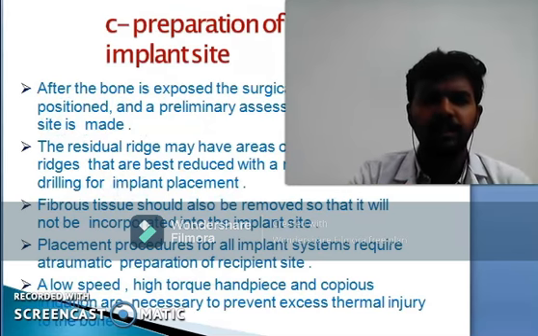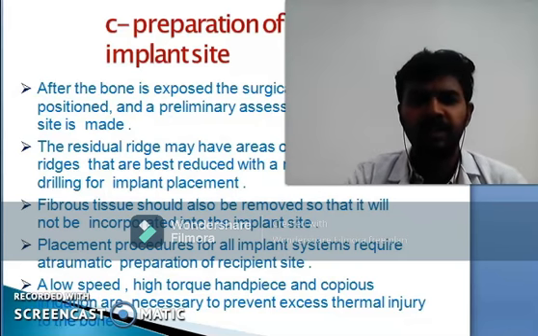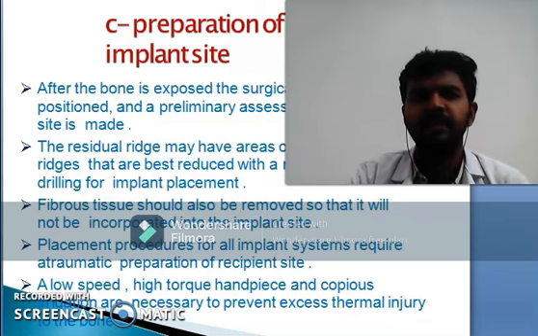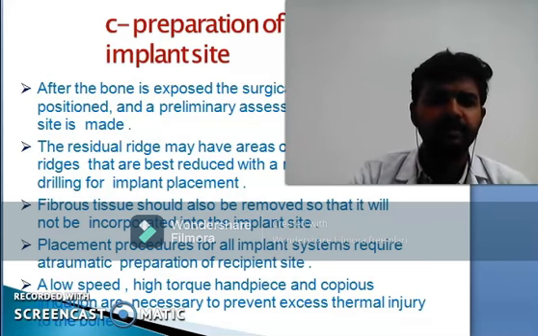Preparation of the implant site. After the bone is exposed, the surgical guide template is positioned and a preliminary assessment of the implant site is made. The residual ridge may have areas of unevenness or sharp ridges that are best reduced with a rongeur or a burr before drilling for implant placement. The fibro-osseous tissue should be removed so that it will not be incorporated into the implant site.